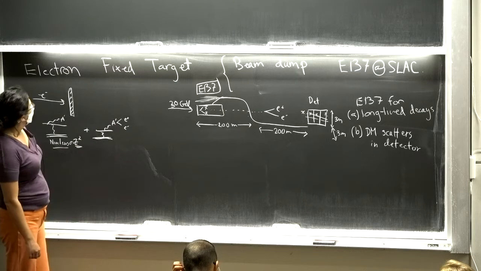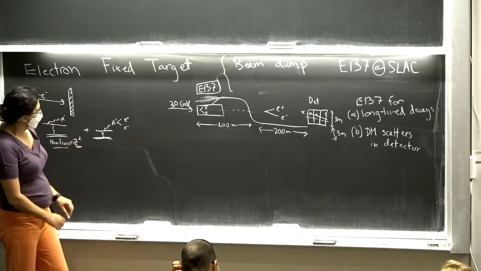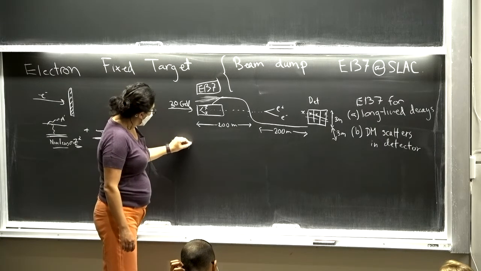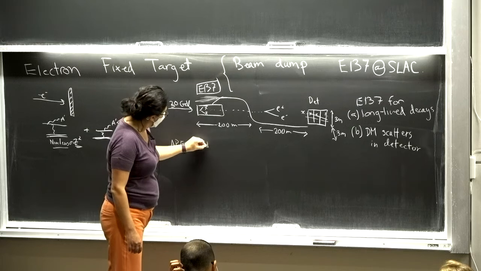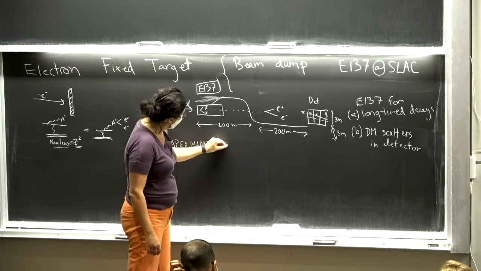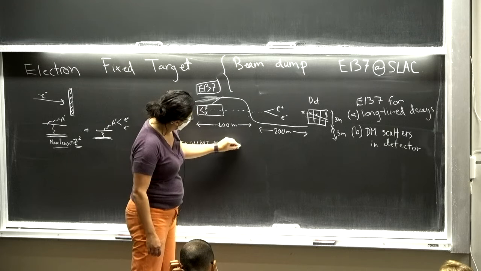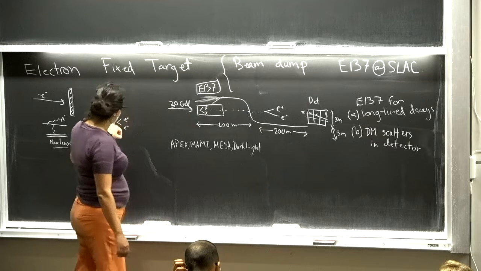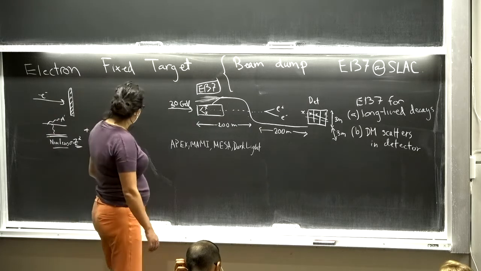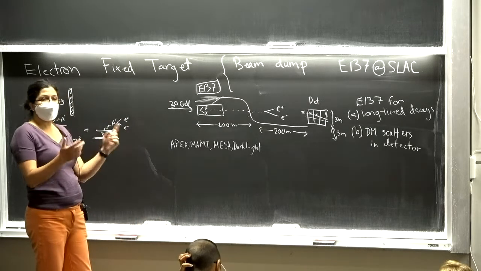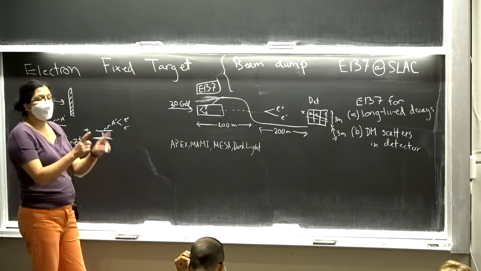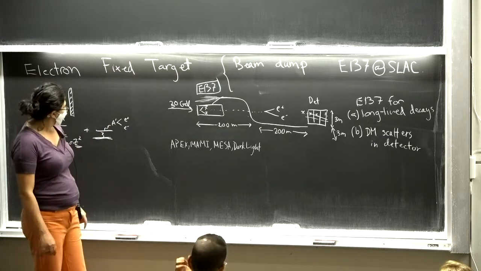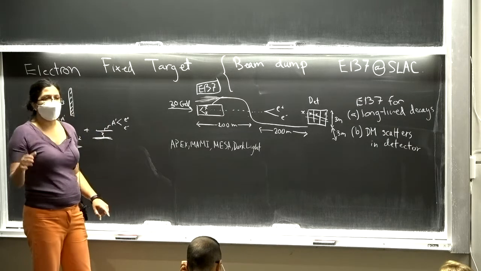So I mentioned earlier when I was doing the classification, there's experiments like APEX, MAMI, and then the MESA proposal, and DarkLight that are all looking for promptly decaying dark photons. So there it's an invariant mass search, just like the BaBar case that we talked about. You're trying to measure the invariant mass of the electron-positron pairs very precisely, and look for a bump over a smooth background.